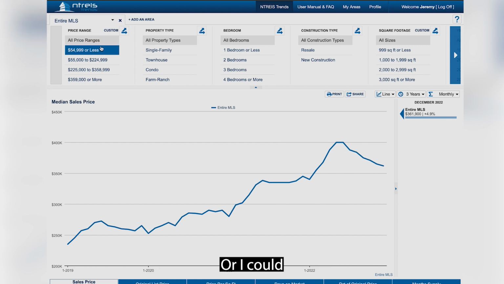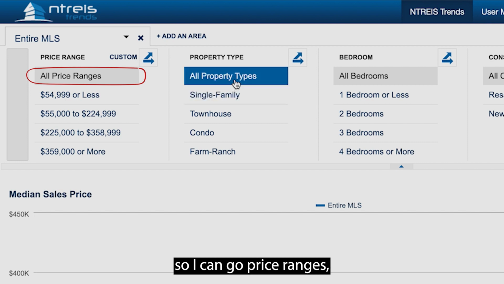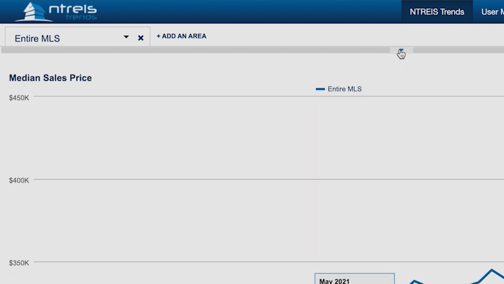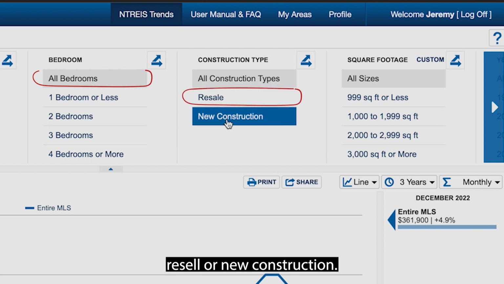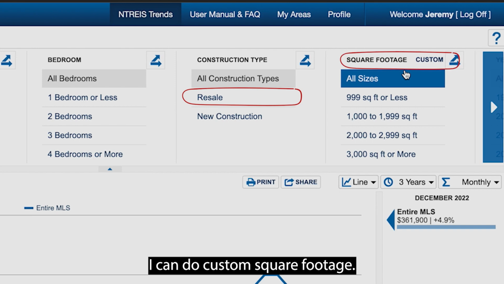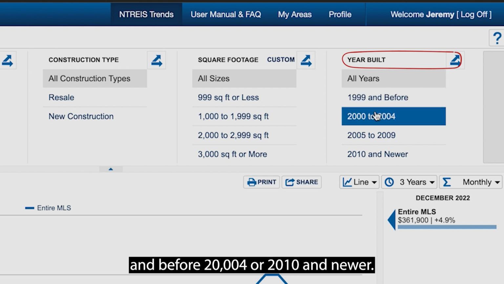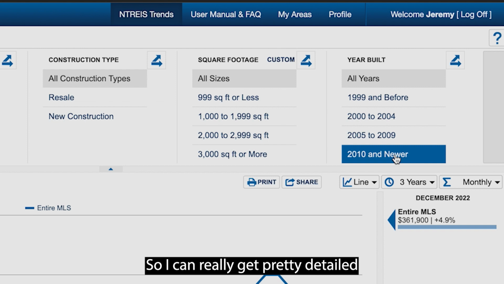Or I could get a little bit more specific. So I can go price ranges, property types, bedrooms, bathrooms, resale, or new construction. I can do custom square footage, hit this arrow here, and I can do year built, right? So 1999 and before, 2000 to 2004, 2010 and newer. So I can really get pretty detailed on what I want to do.